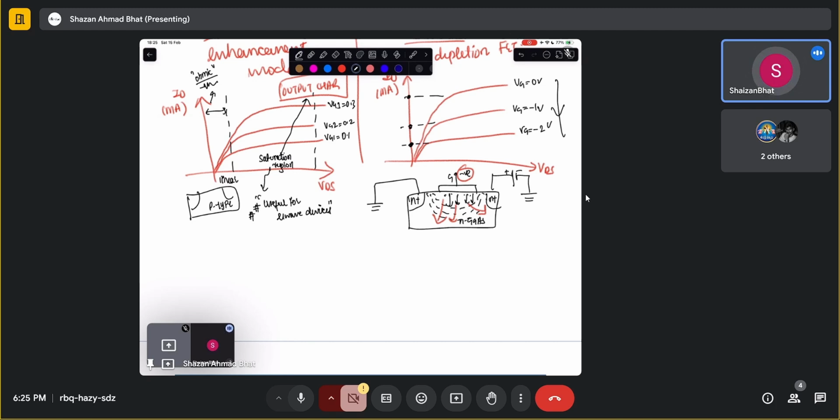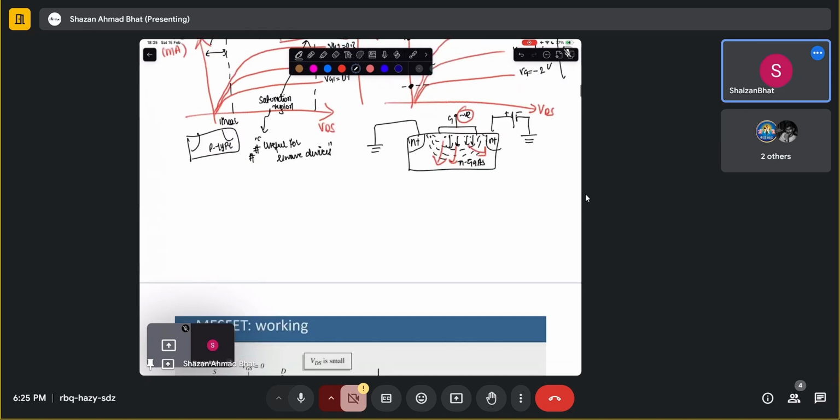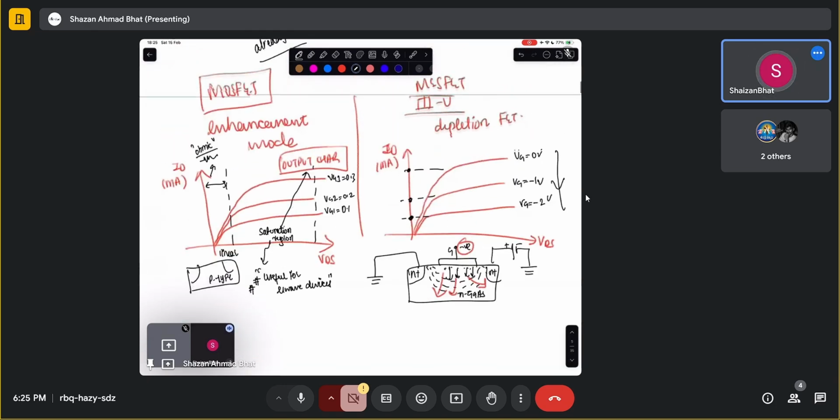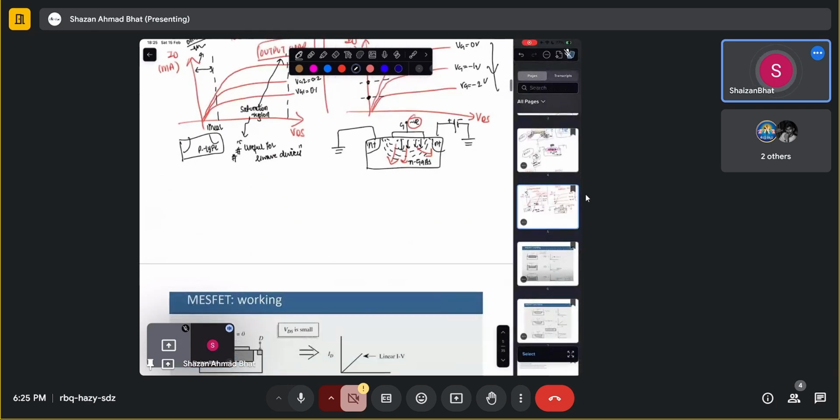Okay, so that's why you're trying to turn it basically off. Otherwise, it was already on. At Vg equals zero, it was on. So that is the basic difference between the depletion and the enhancement type devices.